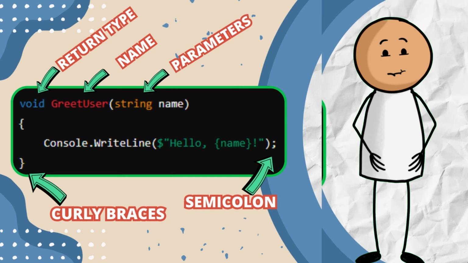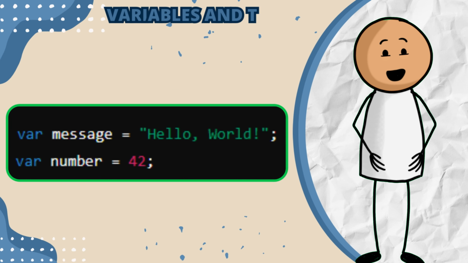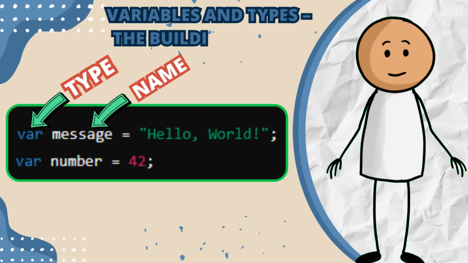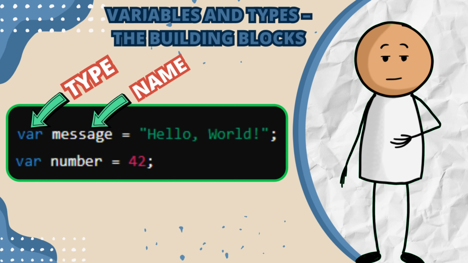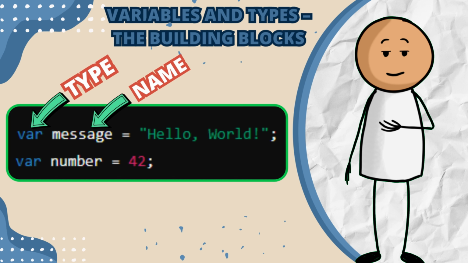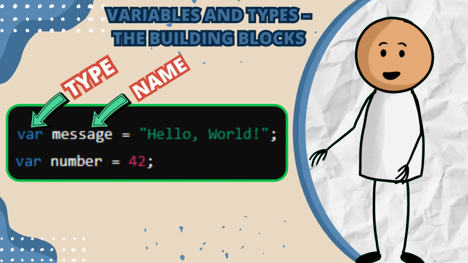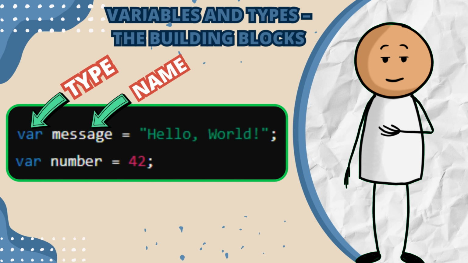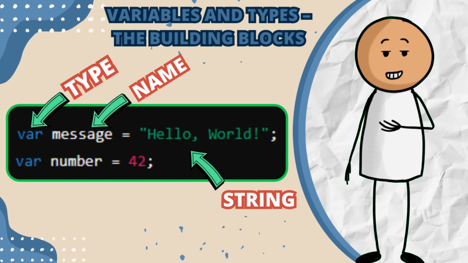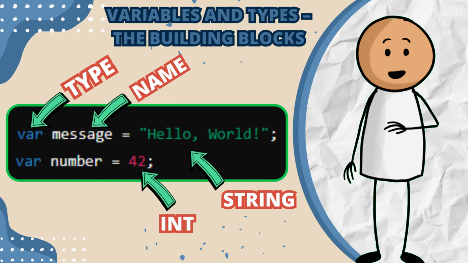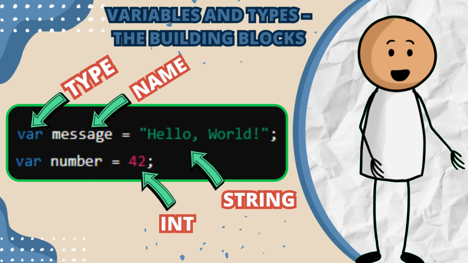In C#, variables are declared by specifying a type followed by a variable name. However, modern C# developers often prefer using the var keyword, which allows the compiler to infer the type based on the assigned value. This isn't the same as JavaScript's var. In C#, it's type safe. Here, message is inferred to be of type string, and number is of type int. This is known as implicit typing, and it's a handy feature for reducing verbosity in your code.